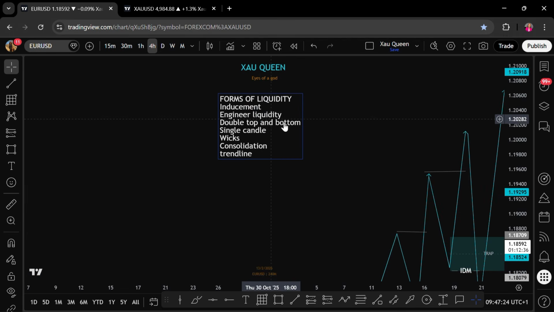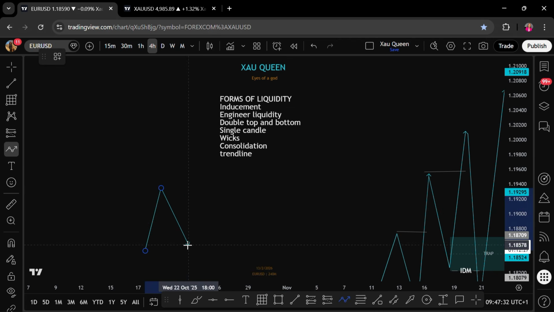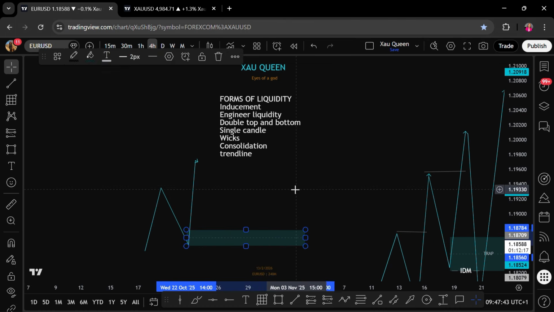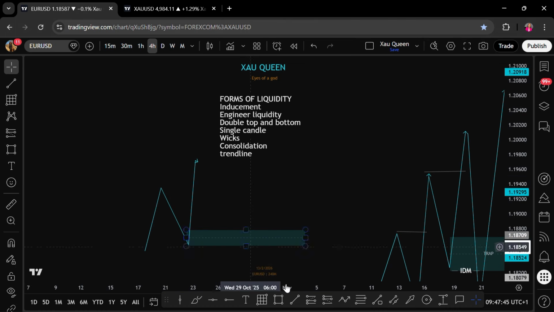Now, let's talk about engineer liquidity. Engineer liquidity is, let's say price is coming to your POI. Yeah, there's no liquidity protecting this POI. Let's say this is your POI here. But there is no liquidity protecting this POI. What will price do? Price will come. Maybe there's another POI above that people will be buying from. Price will use that POI to engineer liquidity.